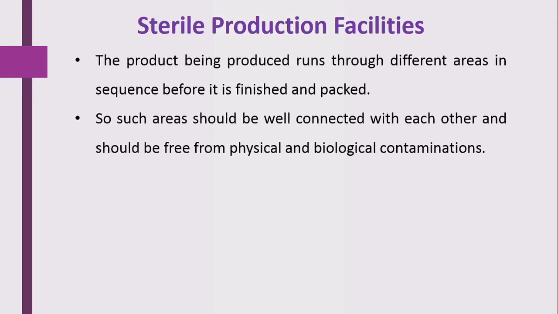So here we will see the sterile production facilities. The product being produced runs through different areas in a sequence before it is finished and packed. When any unit produces a sterile product, the product moves through the different areas or departments, starting from the raw material section and ending at the storage of the finished product.